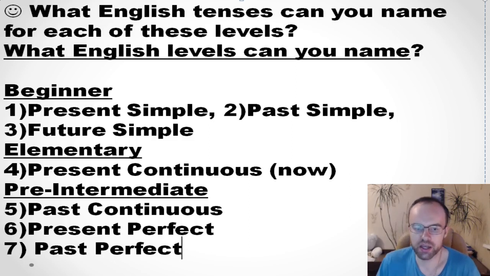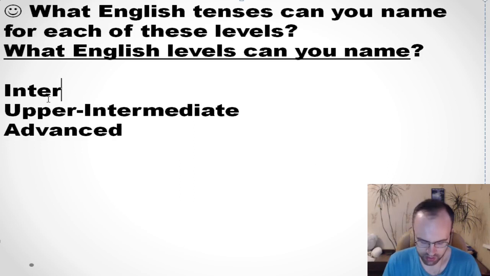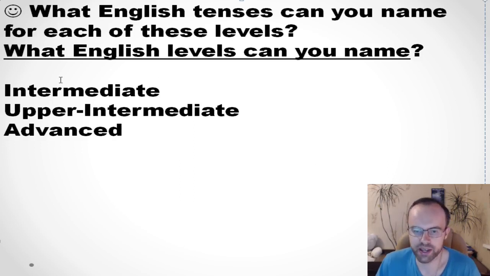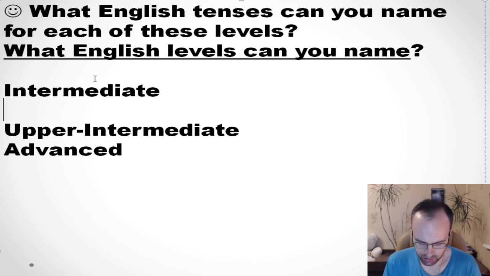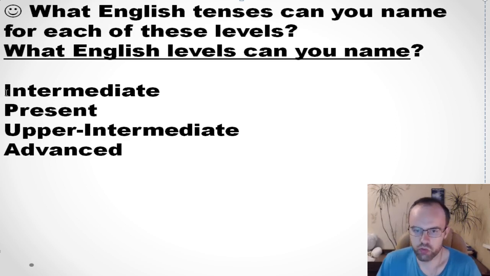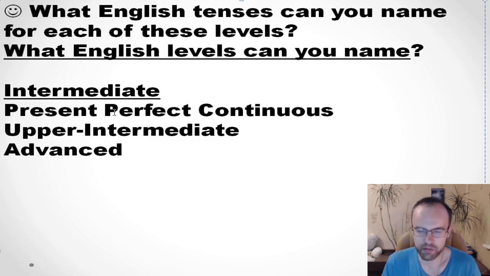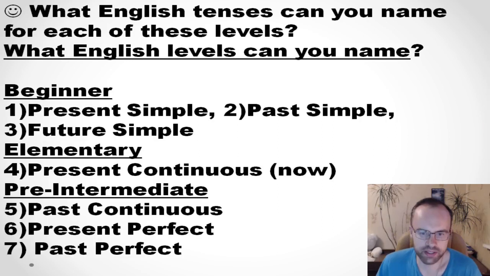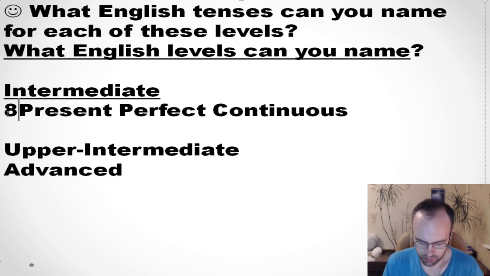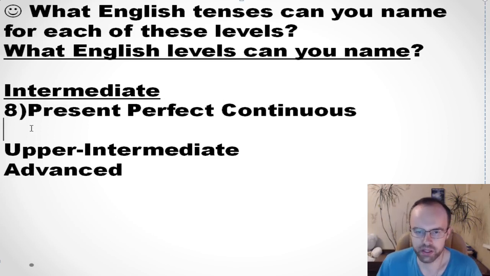Okay? Okay, let's look at three more levels. So, intermediate, upper intermediate, and advanced. So, intermediate. So, it's present perfect continuous. Okay, this tense. Present perfect continuous. So it's number 8.